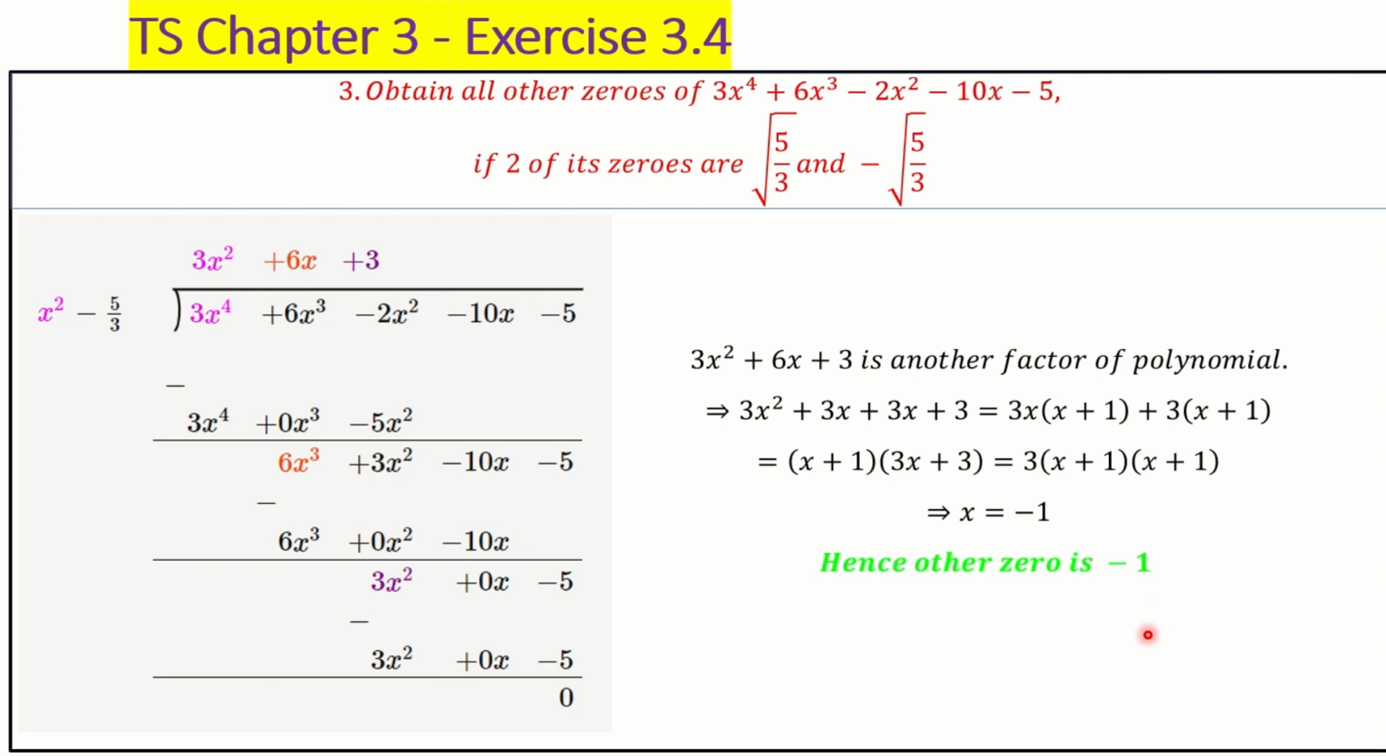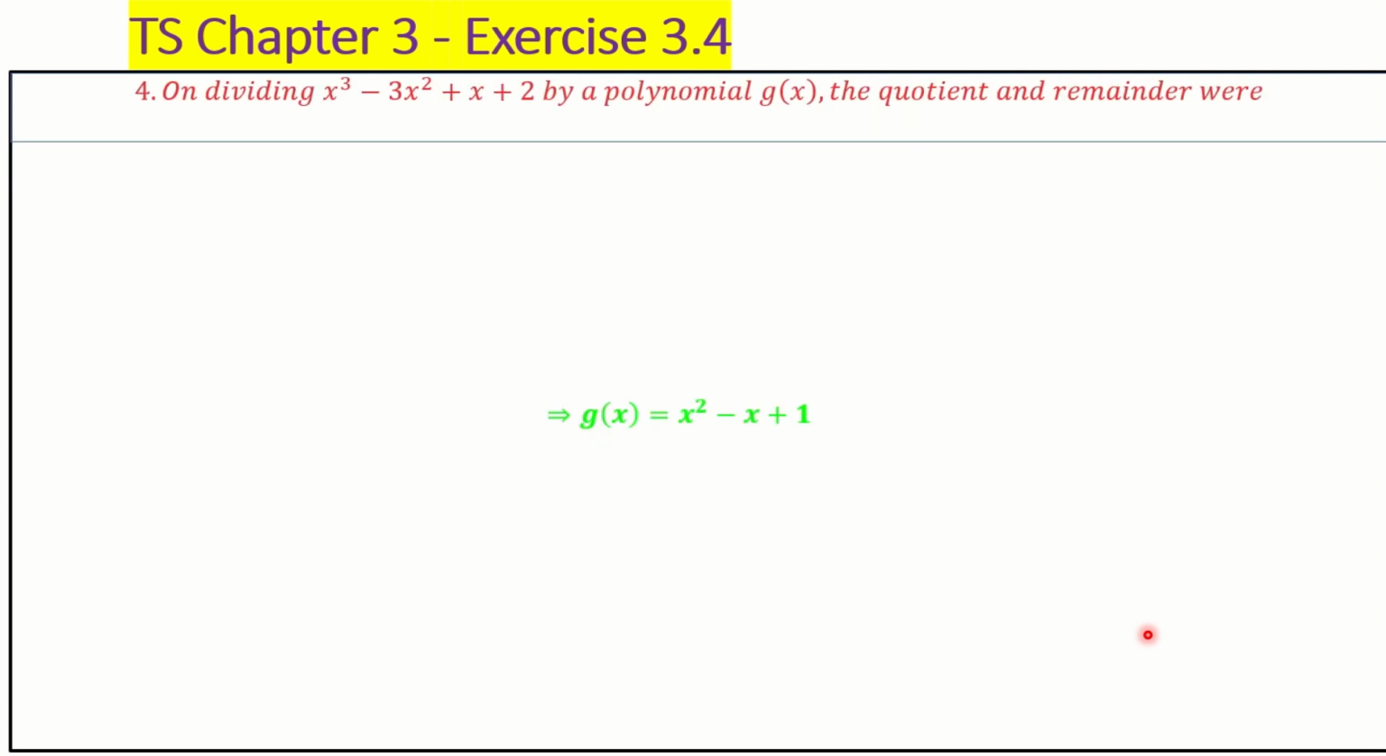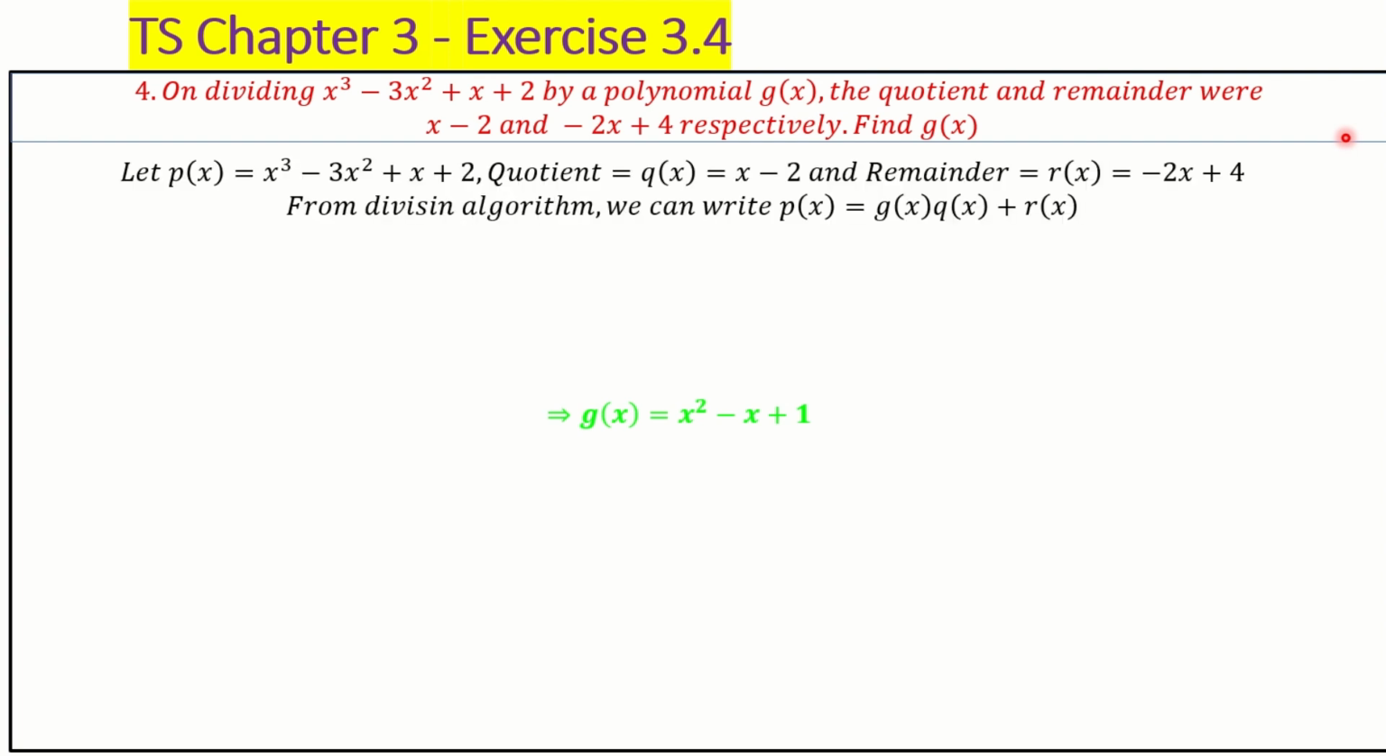Next, do the long division carefully. This whole exercise is mainly for long division. On dividing x cube minus 3x square plus x plus 2 by a polynomial g of x, quotient and remainder are given. Quotient is x minus 2 and the remainder is minus 2x plus 4 respectively. Find g of x. We know we can do it in reverse. So take the p of x. You need to find g of x, q of x and r of x are given.